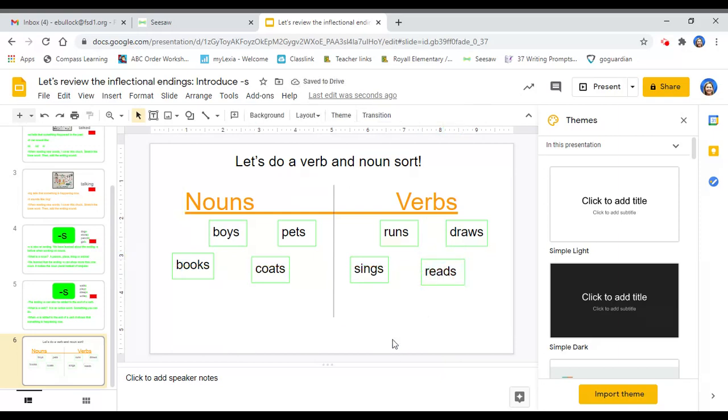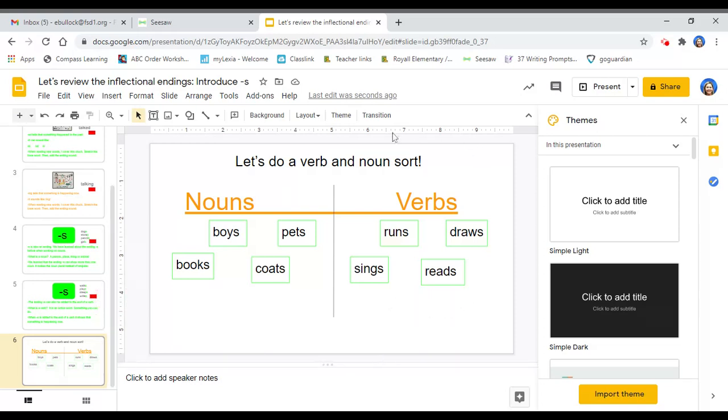So let's review very quickly. Over here we have our nouns. They do have the letter S as an ending. But on a noun, it shows that our noun is more than one. It's plural. On this side, we have examples of verbs. Verbs are things that you can do. And we have the ending S added to the end of our verb, showing that it's happening now. You guys are super smart.